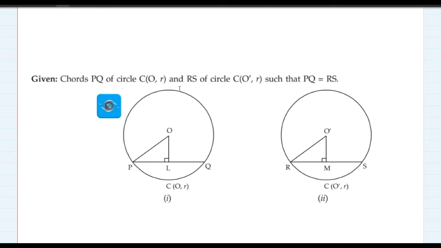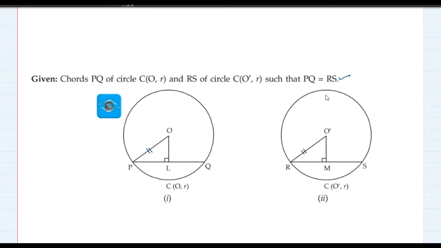Again, in these two congruent circles, first of all the radii are equal. So let me note over here, OP is equal to O dash R and PQ is equal to RS. That is also given, both the chords are equal. You have to prove that both these chords are equidistant from their respective centers, so OL is equal to O dash M. That's what you need to prove.